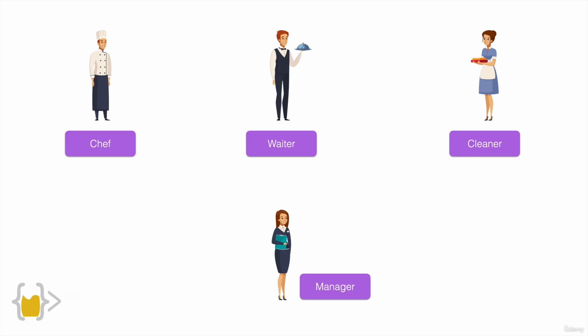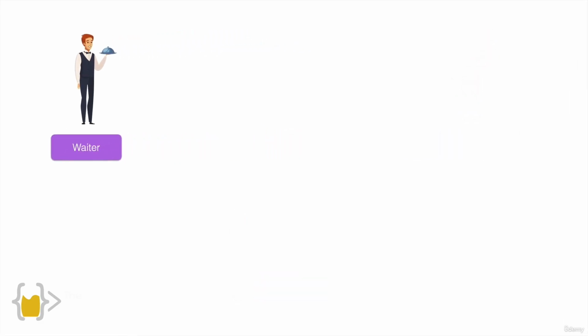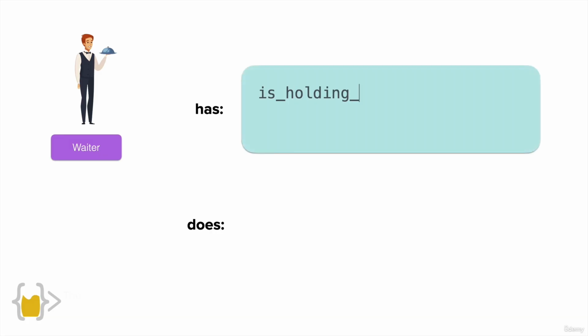Now, the reason why object-oriented programming is called that is because it's trying to model a real-world object. So let's say that we are creating a virtual restaurant. Well, in this case, we probably have to model a virtual chef, waiter, cleaner, and manager. So let's say that we were going to model a waiter. In order to model our waiter, there's probably 2 things we need to think about: what it has and what it does. In terms of what it has, well, it might have variables like, is it holding a plate, true or false? Or which tables is it responsible for? Maybe table 4, 5, and 6.